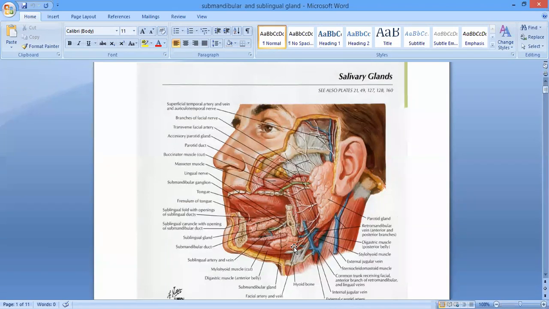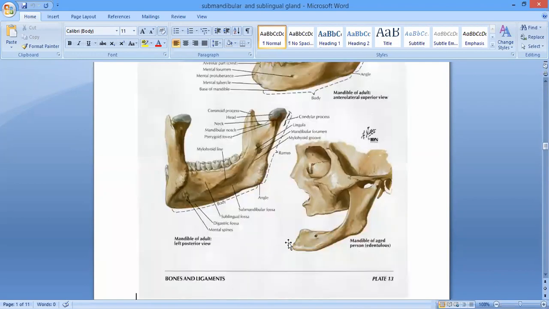And it extends upwards deep to the mandible. Okay, we have removed the mandible from here. So you can see that the lateral surface of the gland is in direct contact with the mandible, right? Just to show you how this surface is going to be related to this mandible.